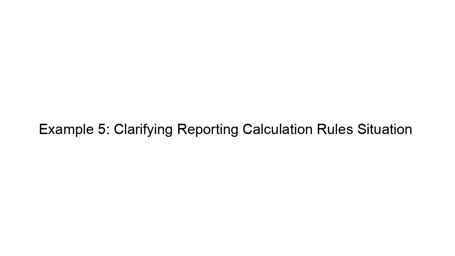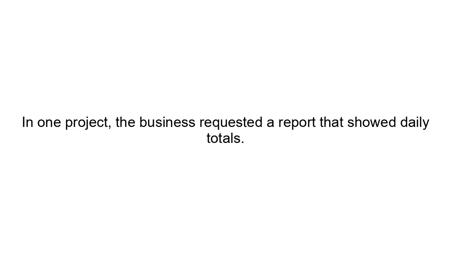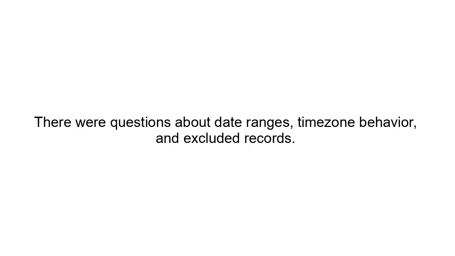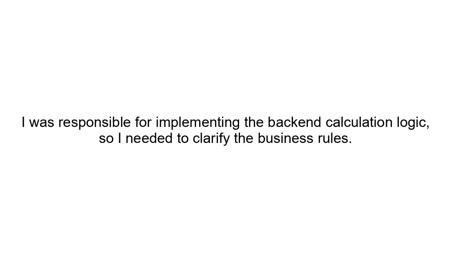Example 5. Clarifying reporting calculation rules. Situation: In one project, the business requested a report that showed daily totals. The story described the final report output, but did not clearly explain how the totals should be calculated. There were questions about date ranges, time zone behavior, and excluded records. Task: I was responsible for implementing the backend calculation logic, so I needed to clarify the business rules.